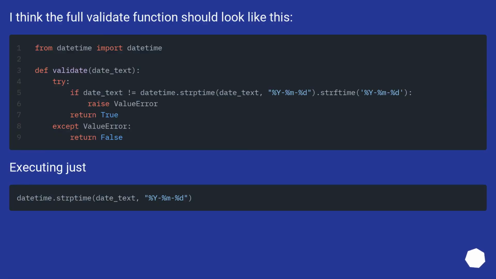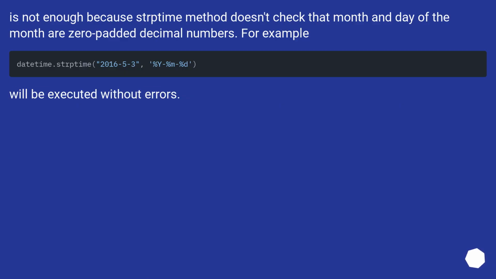I think the validate function should look like this. Executing just this is not enough, because the strptime method doesn't check that the month and day of the month are zero-padded decimal numbers. For example, this will be executed without errors.